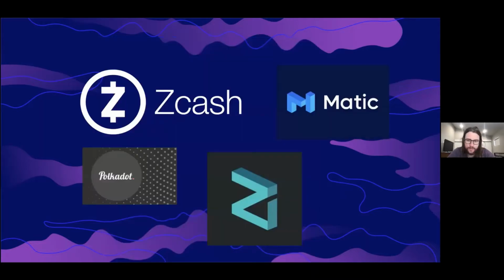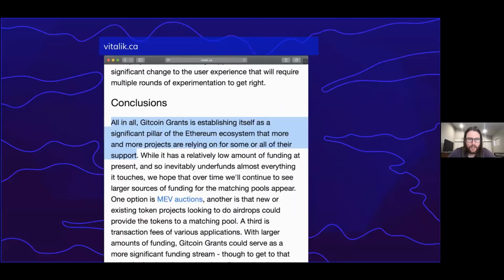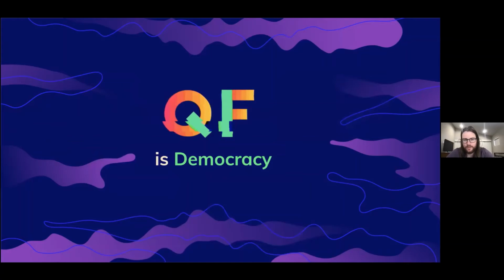We're bringing quadratic funding to a bunch of other ecosystems: Zcash, Matic, now Polygon, Polkadot, Zilliqa, and Celo are all hopefully going to be launching quadratic funding rounds on Gitcoin in the next several months. And I'm super proud to say that Gitcoin has become a significant pillar of the Ethereum ecosystem, according to members of the Ethereum Foundation. We owe a lot to the open source software that we're built on, and to Vitalik and Zoe and Glenn for giving us quadratic funding. I hope that this helps us fulfill our mission of working for the open internet.